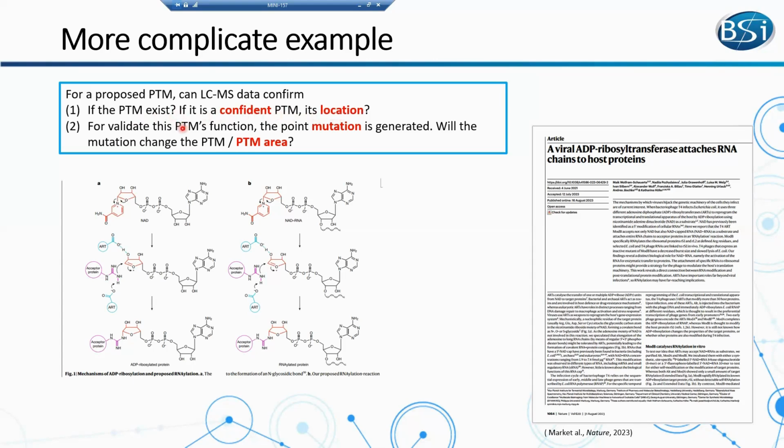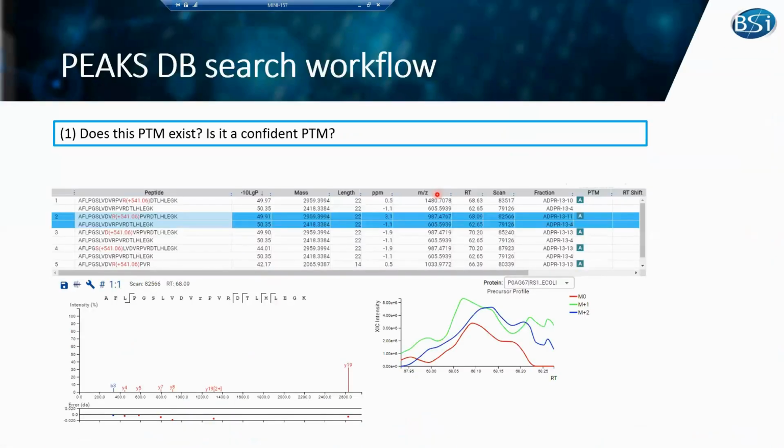And then the second question is more about the biological story. If I assume that this PTM is confident and I know the location, then for this location I can do a point mutation to remove or change this PTM, changing this amino acid. After changing this amino acid, will the related PTM change? Something else, we can know if this mutation is related to this PTM. So this is the basic idea of this paper. Then we just process the data.